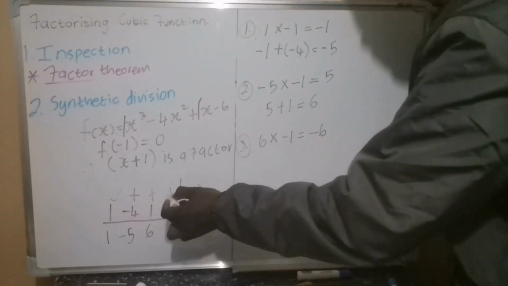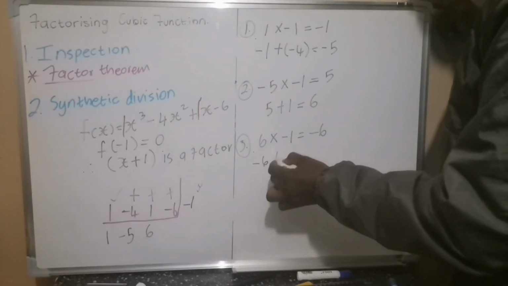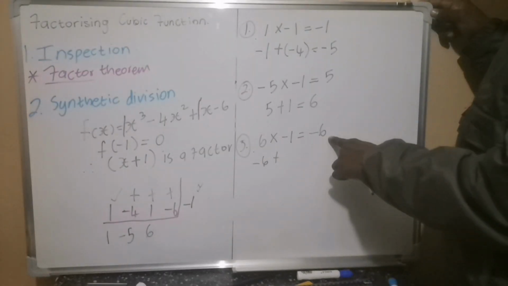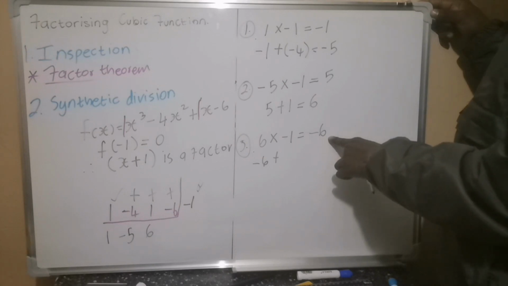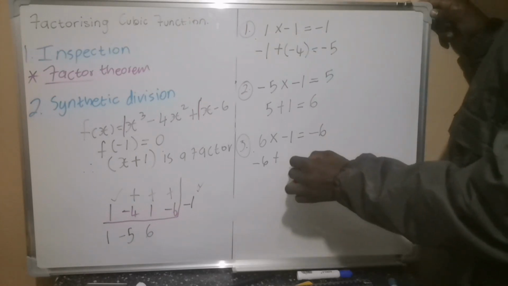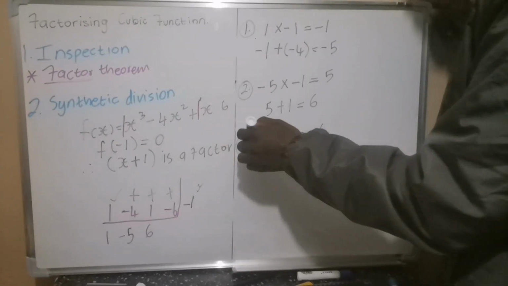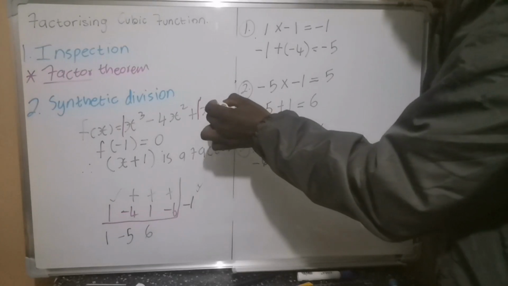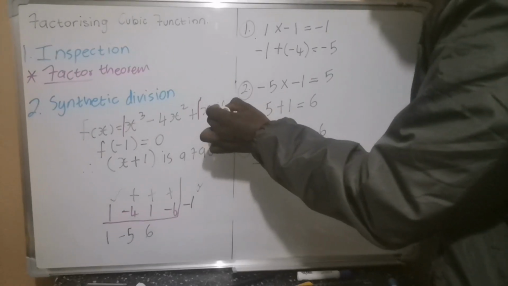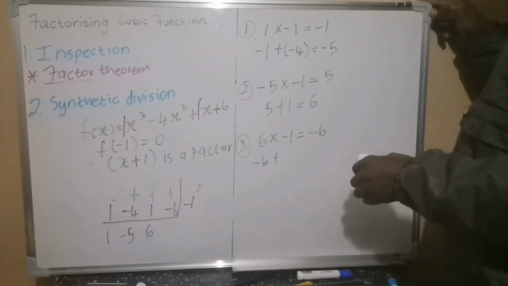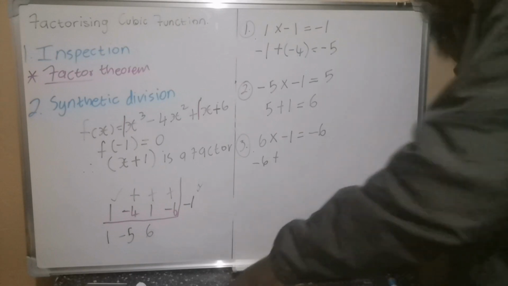Then negative 6 plus, no guys, there's a problem here. Oh guys, it's positive 6 here. It's not negative, it's positive 6. I apologize. On our equation, it's positive, not negative 6. So please, apologies there.